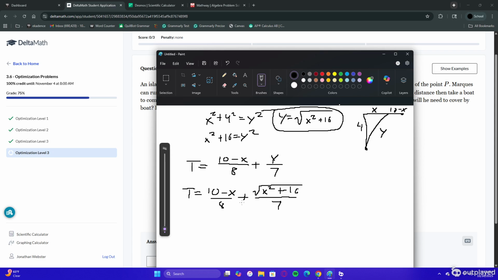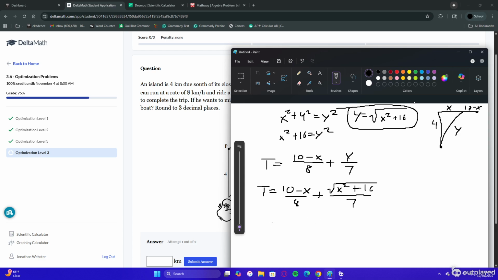Now, what we can do with this equation is find the critical points in order to find the minimum. So let's do that. T prime equals 10 minus x over 8. So this is just 10 minus x times 1 over 8. And the derivative of 10 minus x is just negative 1 times 1 over 8. That's just negative 1 over 8.